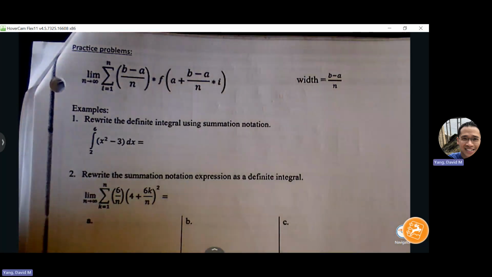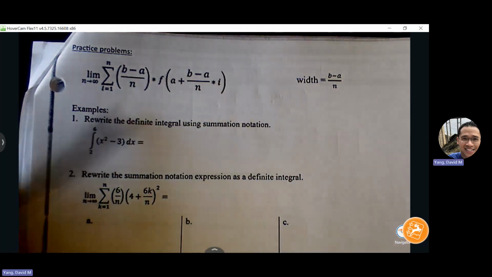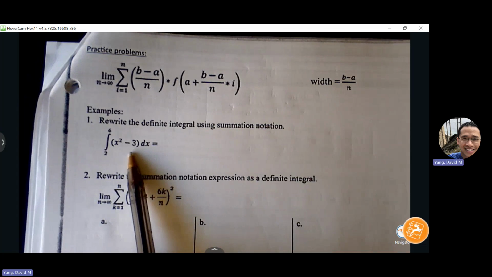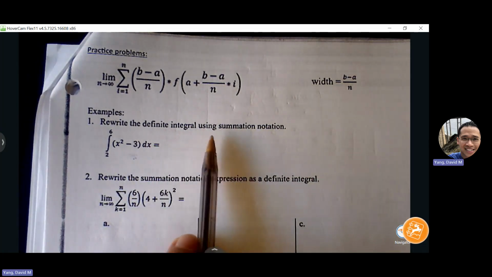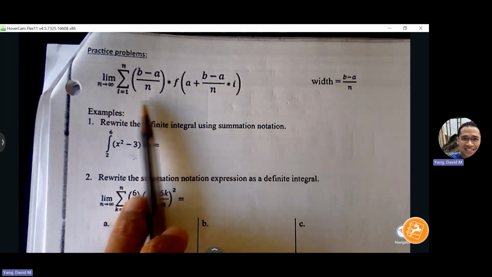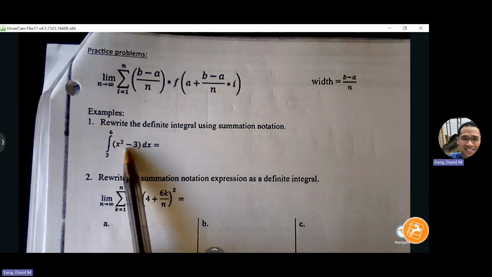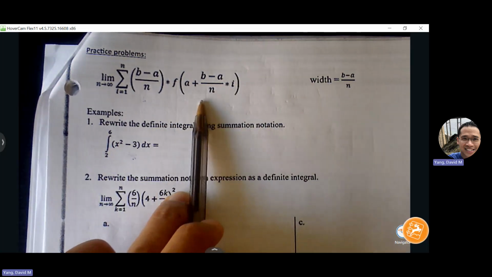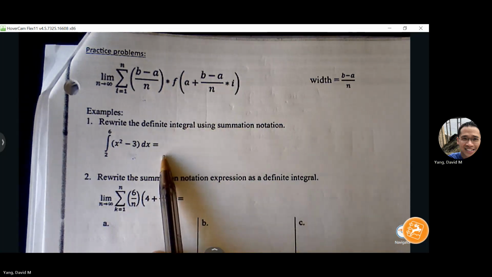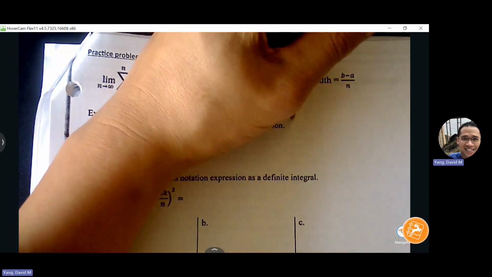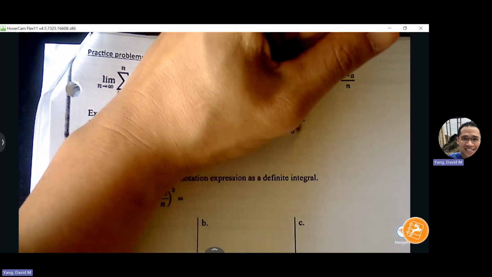Okay, let's just try example 1. Just see if we can put it into this notation, and then we'll worry about cleaning it up a little bit later. But I want to make sure that we can set it up correctly. So it says rewrite the definite integral using summation notation. So we know that from this integral notation, we can pull the a and b value. And then this is our function that we'll use to build and find our y values. So again, what are the a and b values for this problem? 2 and 6. My a is 2, b is 6.